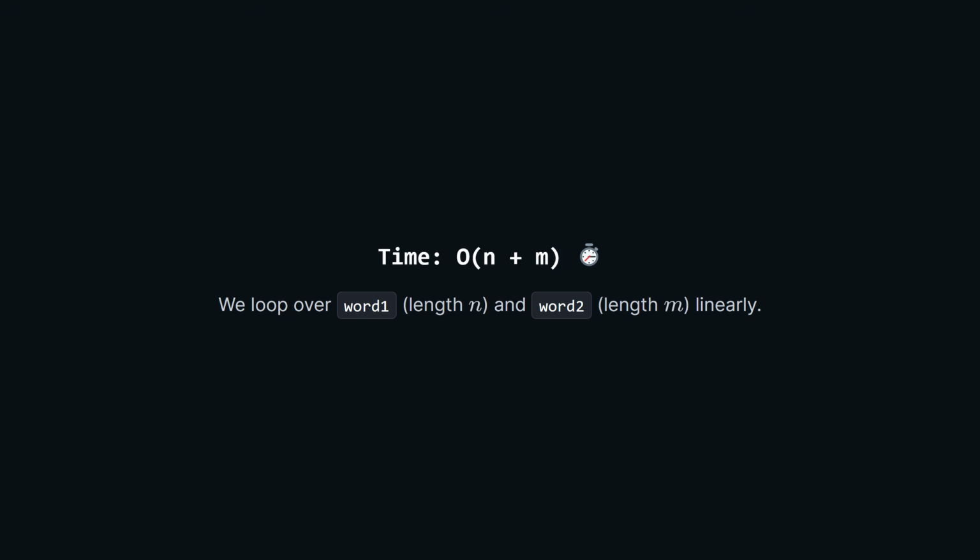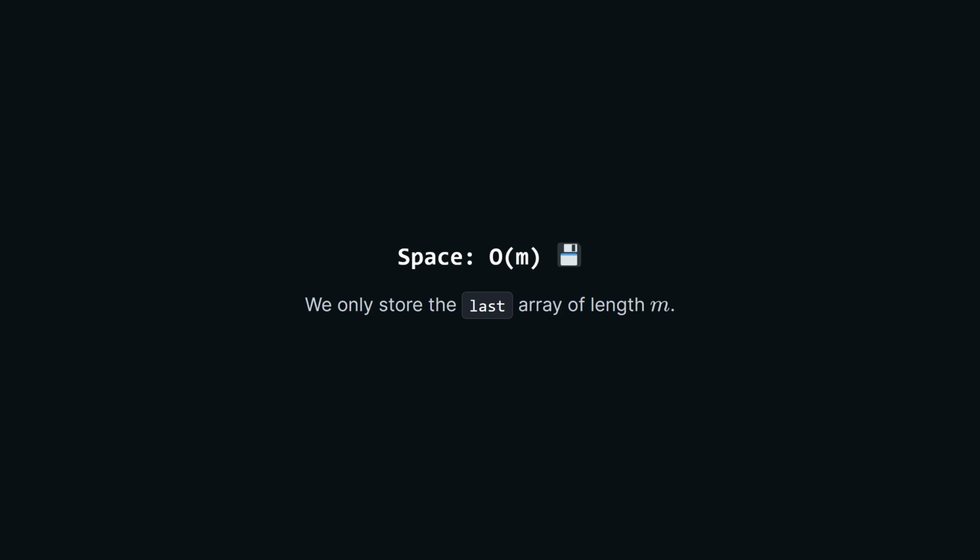Let's talk about performance. The time complexity is big O of n plus m. We do one pass right to left and one pass left to right. It is extremely fast. The space complexity is big O of m, because the only extra memory we allocate is that last array, which is exactly the size of word2.